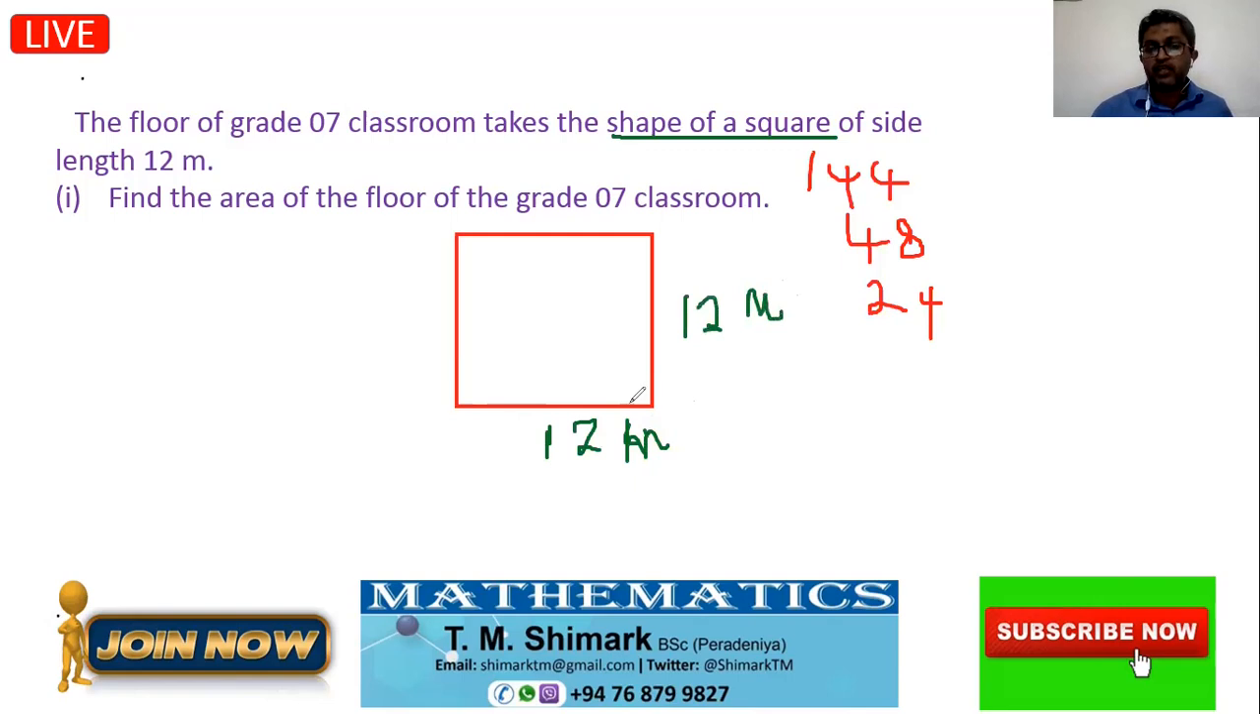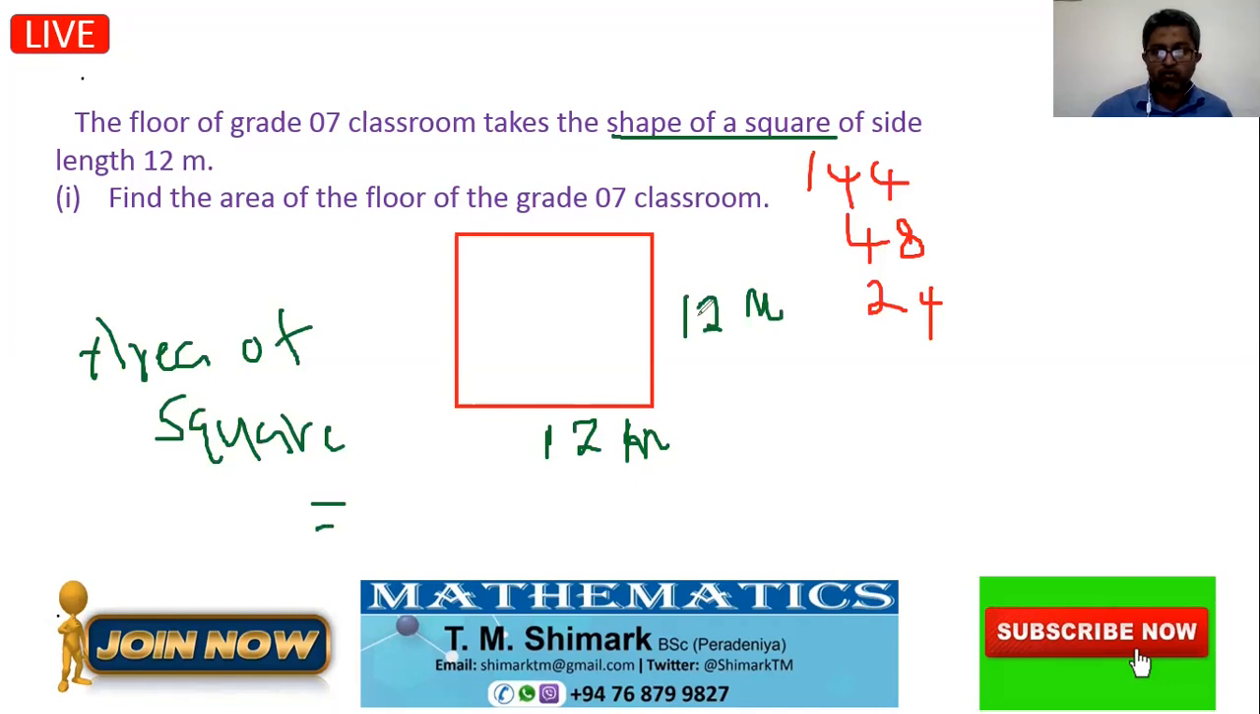So how do you find the area of a square of side 12? 12 into 12, or 12 squared, right? If the side is a, the area is a squared, or 12 squared we can say. 12 squared means 12 into 12. You should know the table. The table says 12 into 12 is 144.